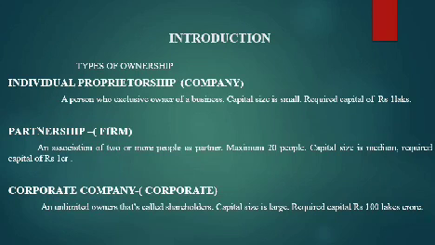There are three types of ownership: one is individual, second is partnership, third is corporate. Individual proprietor means only one person contributes the capital to the business. That is called individual ownership. Second is partnership, where more than two people, maximum 20 people, contribute their capital to the business. And third is the corporate company.